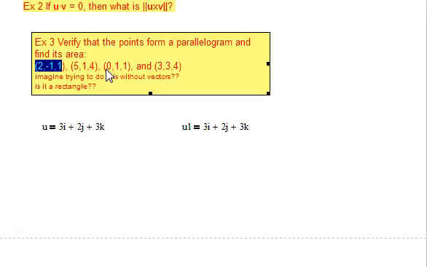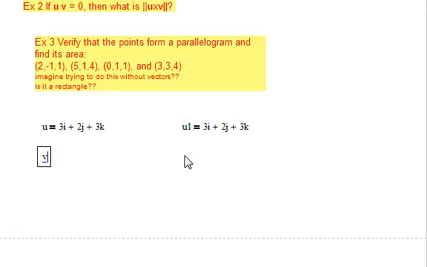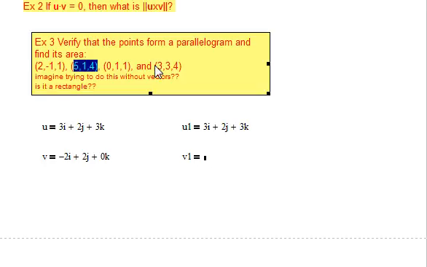How about if I use this one and this one, say 0 minus 2, so vector v is negative 2i, and then plus 2j, because it's 1 minus negative 1, so plus 2j, and then 1 minus 1, oh, plus 0k. And vector v1, which would be the one that we hope is parallel to that one, and let's see if it is. That would be the vector joining this one and this one.